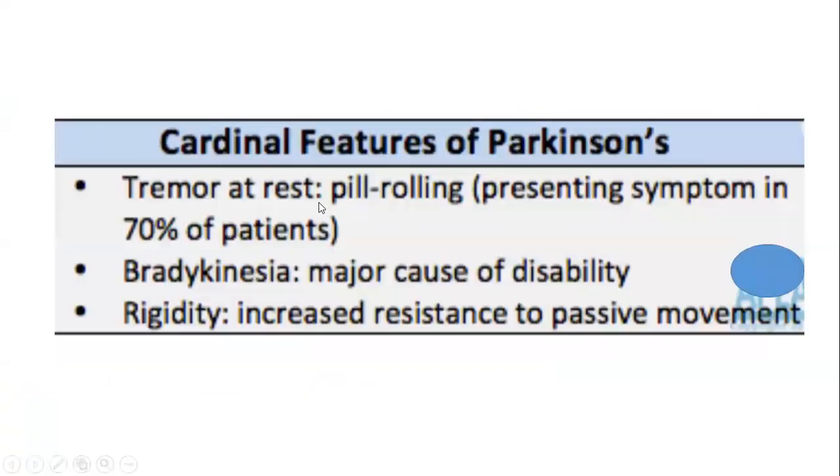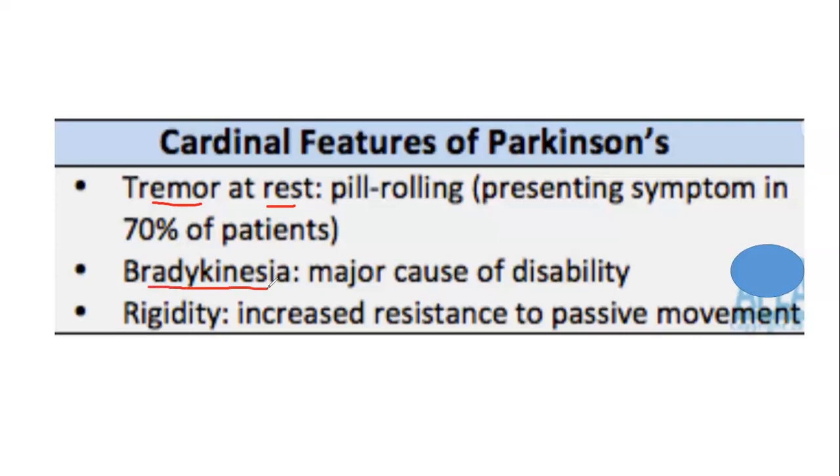Next question here. Some cardinal features of a patient who has Parkinson's. First of all, clinically, we can see tremor, a tremor at rest, resting tremor. We call it pill rolling. It is the presenting symptom in 70% of patients. So out of 100, 70% have a resting tremor, or tremor at rest, or what we call pill rolling.